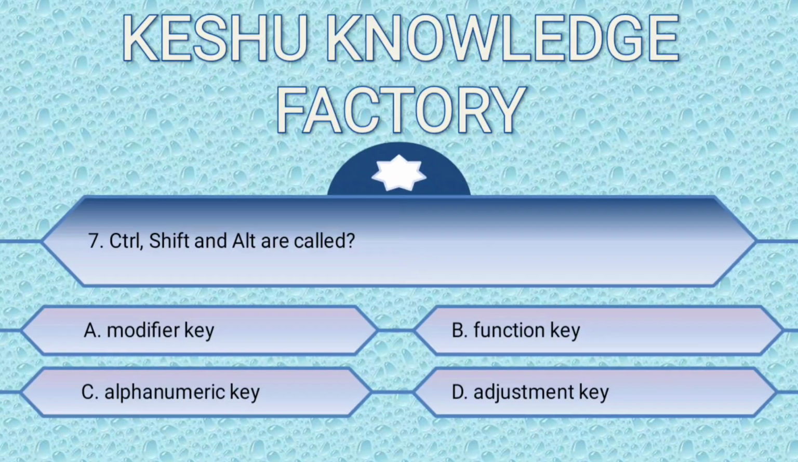Question 7. CTRL, Shift and Alt are called A. Modifier key. B. Function key. C. Alphanumeric key. D. Adjustment key. Answer is A. Modifier key.